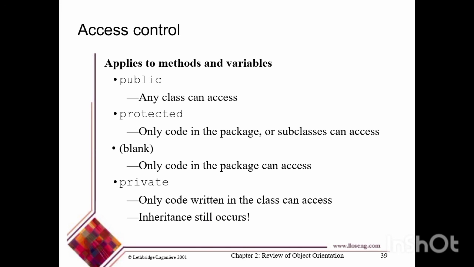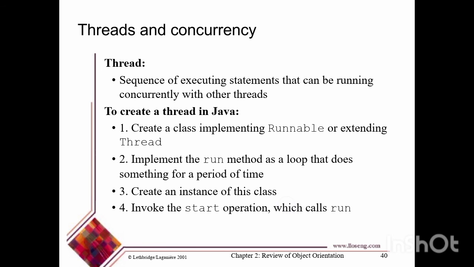And access control applies to methods and variables. We have public: any class can access. Protected: only code in the package or subclasses can access. If we give blank, only code in the package can access. Private: only code written in the class can access. Inheritance still occurs. And next, slide 40, this is the last slide of today's class.